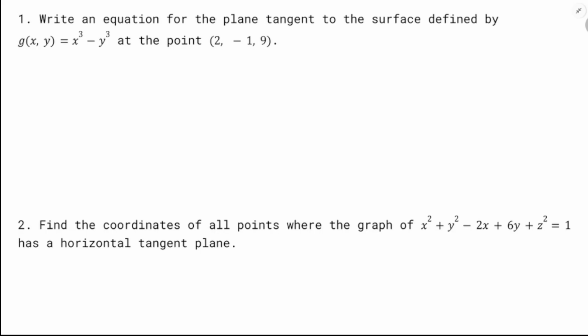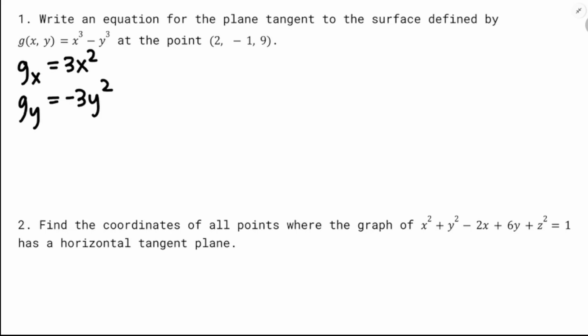So first, write an equation for the plane tangent to the surface defined by g of x and y is x to the 3 minus y to the 3 at the point here. Okay, well we're going to need our partials, so g_x equals 3x squared. g_y is going to equal negative 3y squared.